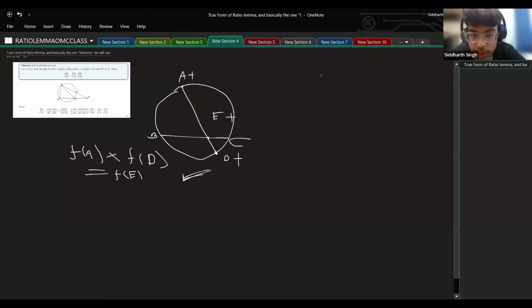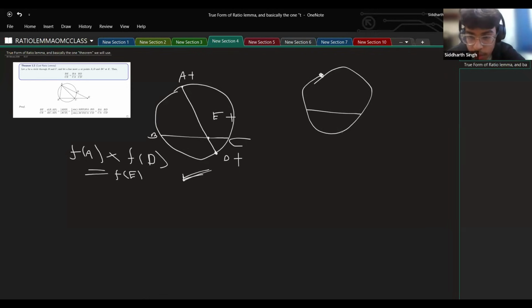However, the reason why we don't have everything positive is because consider these 2 points A and D. The point is, what if we are given f of A is equal to f of D without the sign convention?